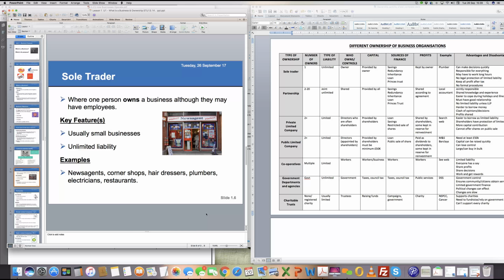This kind of characterization is basically seen when you have a small business like a news agent. It could be a plumber, electrician, somebody who's working alone, but also has the liability or everything on his shoulders. Examples of these are small businesses like news agents, corner shops, hairdressers, plumbers, electricians, restaurants. These are all set up as sole traders because there's only one owner of the business, and he or she makes the decisions.